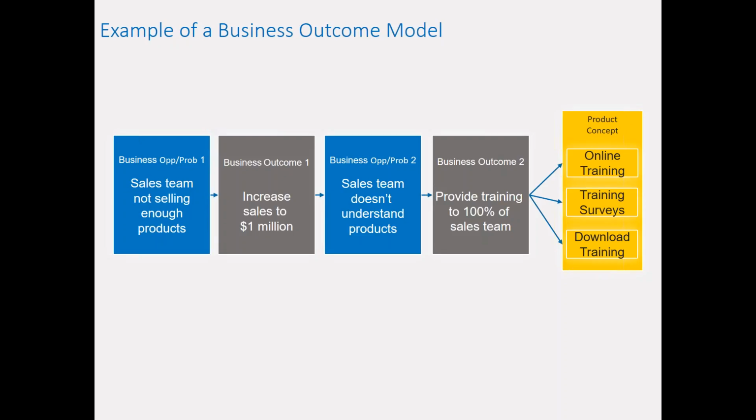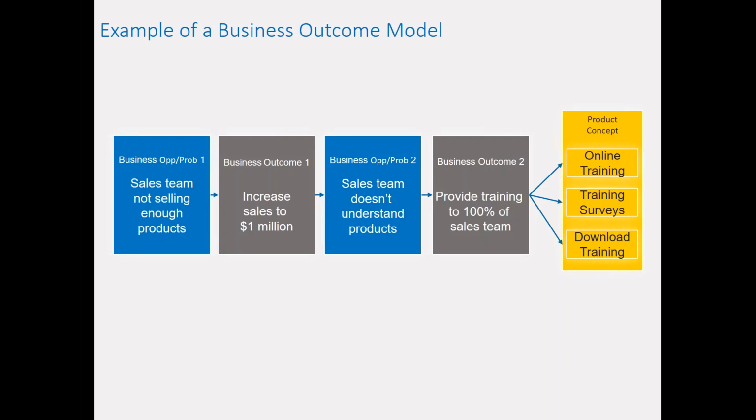So then we might ask some other questions and say, well, okay, what's keeping us from hitting $1 million today, right? What's underlying that actual problem? Why isn't sales selling enough? And that takes us to business problem number 2. And in this particular example, we found that the sales team simply didn't understand their products well enough.